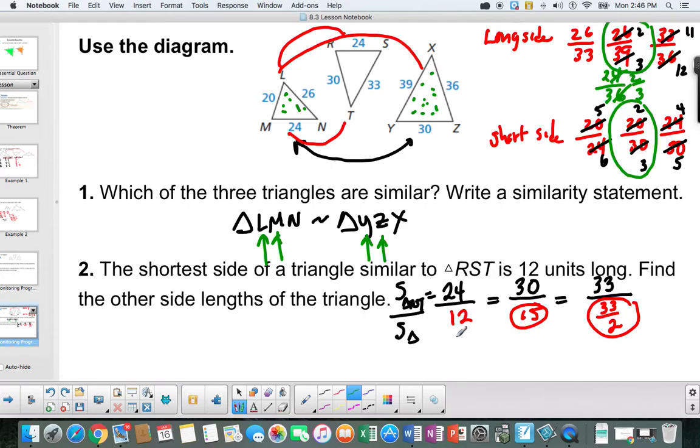To do number 2, I have triangle RST, and I know all its lengths. It's short, it's medium, and it's long length. We are trying to find the sides of another triangle where all we know about this other triangle is the short side. So I put 12 underneath the short side of triangle RST. And this is a 2 to 1 ratio. So I know this has to be 2 to 1. So I know the medium length will be 15. And this is a 2 to 1 ratio, so this is 33 halves again. So I've been able to find all 3 sides of another triangle.